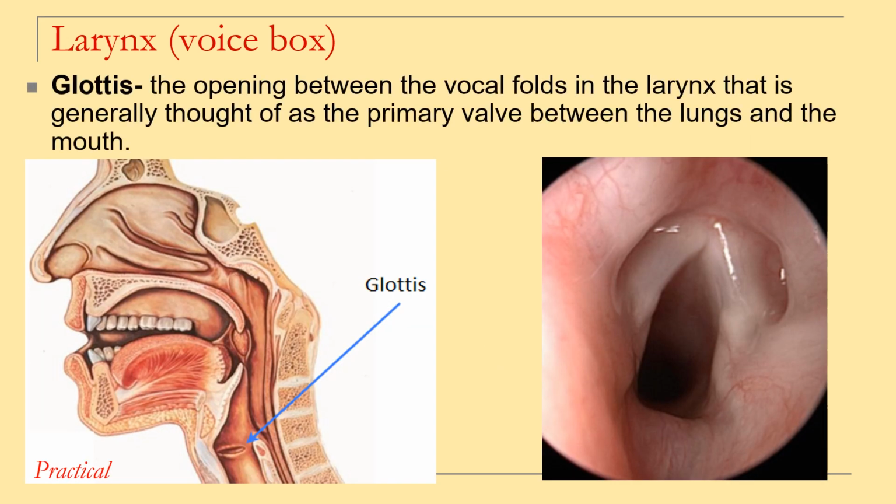So the first major part of our larynx I want us to look at is the glottis. The glottis is really just an opening between the vocal folds in the larynx that we think of as the primary valve between the lungs and the mouth. So the glottis is an opening between the vocal folds. It is the primary valve between the lungs and the mouth. And we can see that in our pictures here, in both pictures, the opening that extends down into our respiratory system, the glottis.